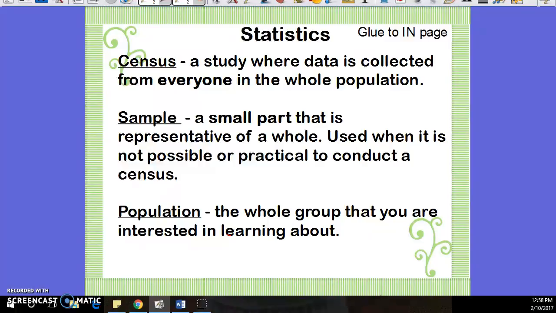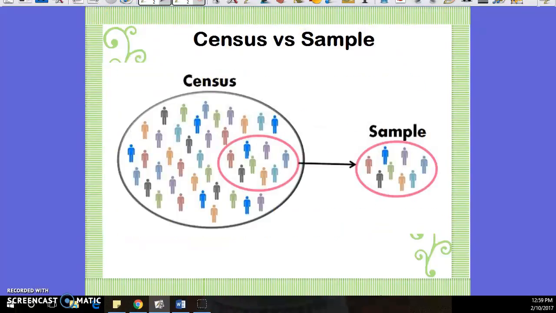So, for example, if I wanted to know what students in Miss Gray's math class think, my population would be Miss Gray's math class. If I did a census, I would survey everyone in my math class. If I did a sample, that would be like just choosing 20 random students out of all of my classes. All right, and here is just a visual between census and sample. A census is everyone in the whole group, whereas a sample is just a select few.